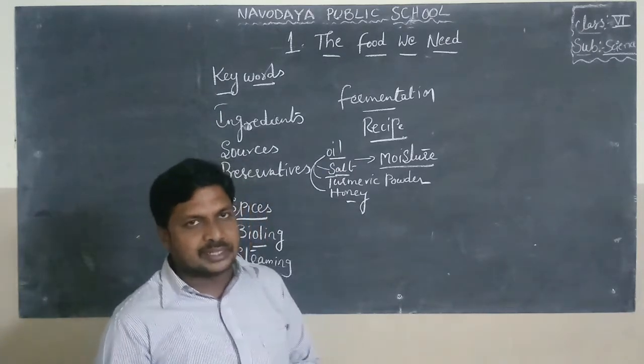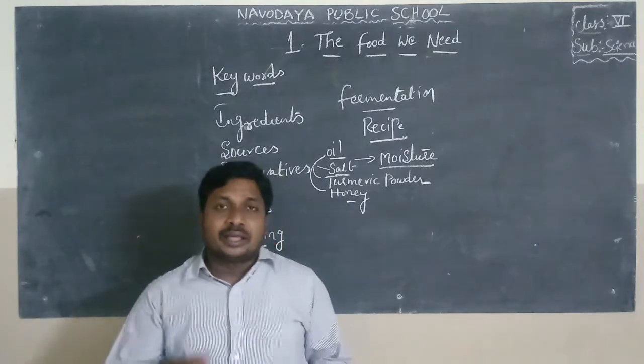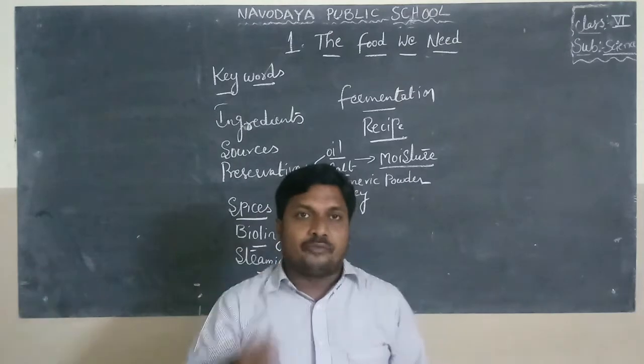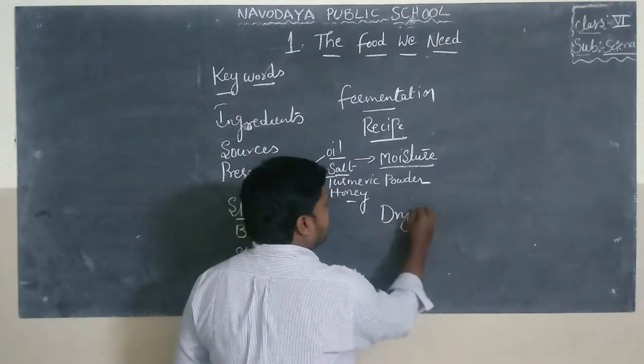We use preservatives to preserve food items for some time. Pickling. Pickling means making pickles. And also drying. Drying means keep food material under sunlight. For example, if you will take dry fish, drying.